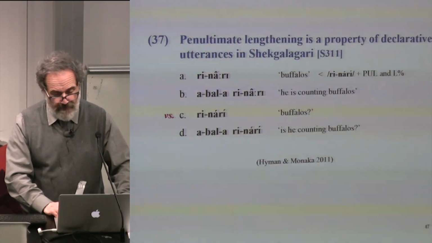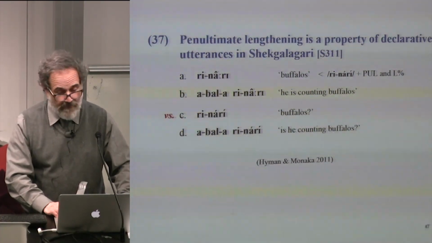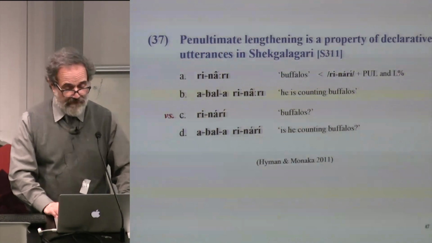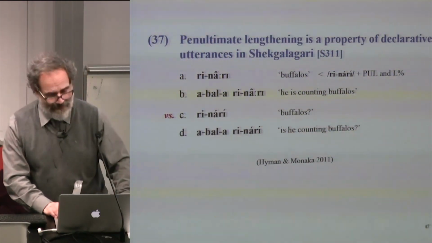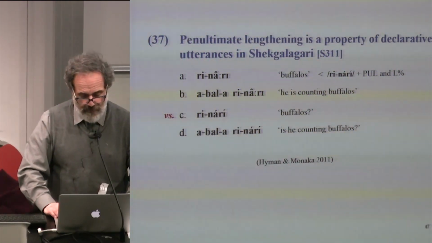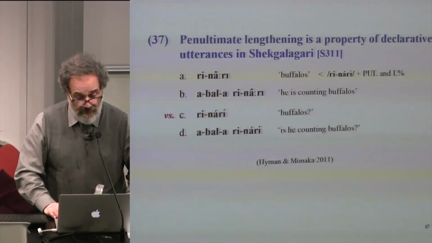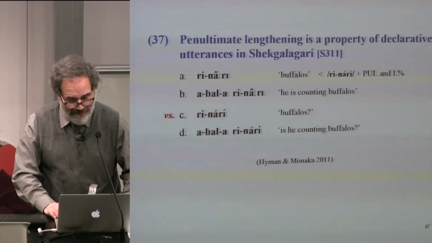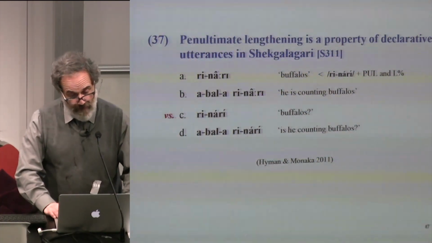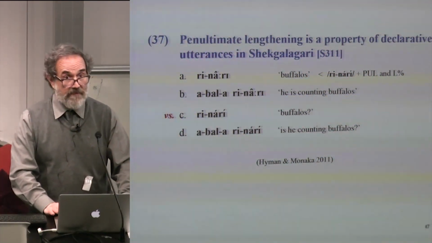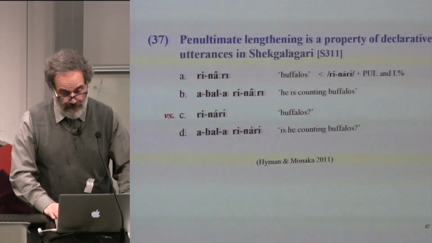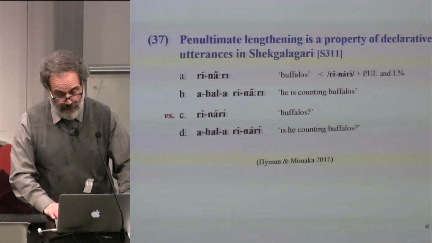What is underlyingly low, high, high, and should be pronounced rinari, is pronounced rinari. When you lengthen the vowel, you get a falling tone on it, rinari. That's the way you would pronounce the word buffaloes in isolation, or at the end of an utterance, abalarinari. As a question, it would come out rinari, and you get the underlying high, high tones. Or abalarinari, is he counting buffaloes?